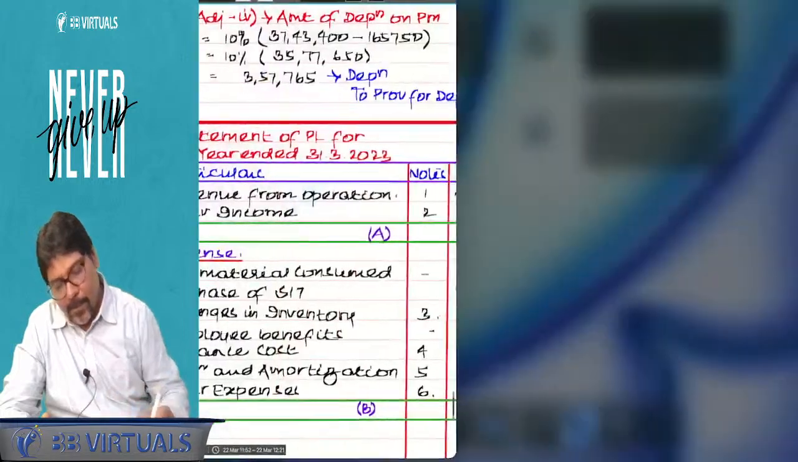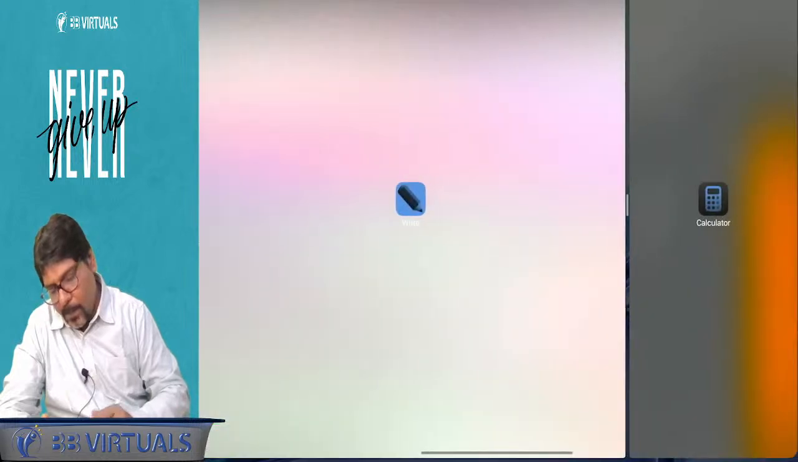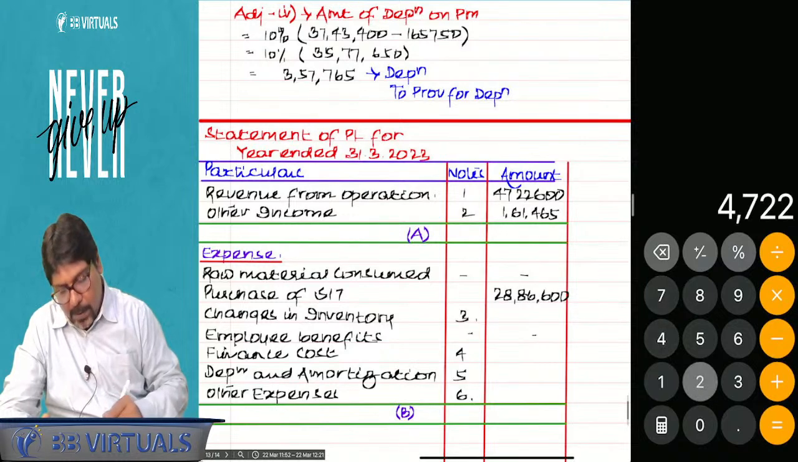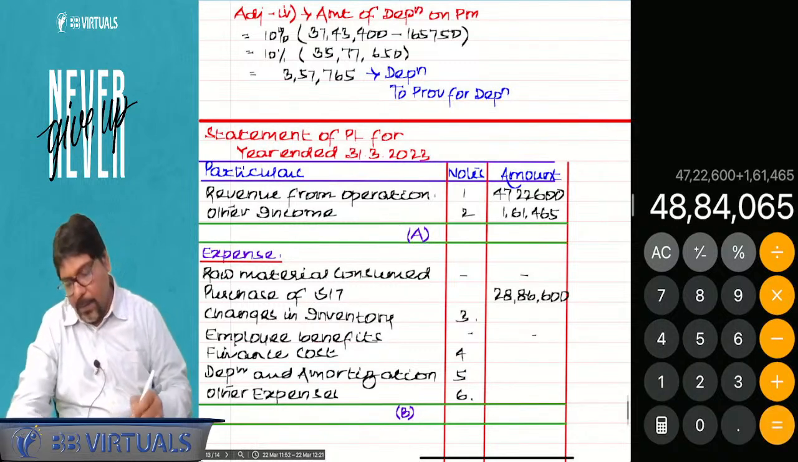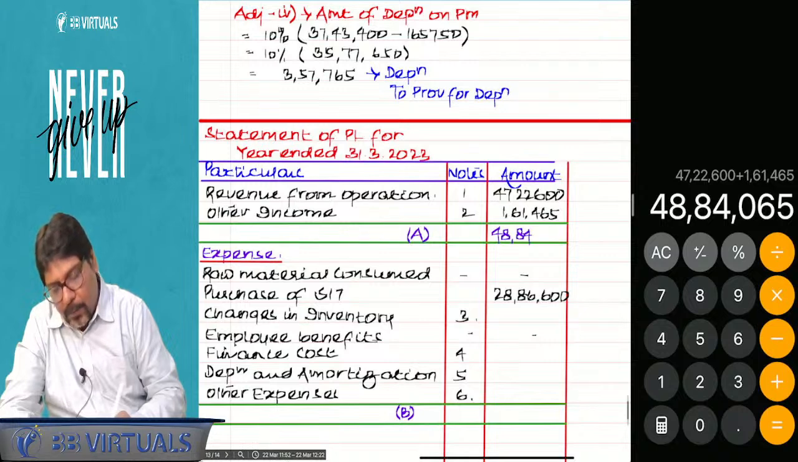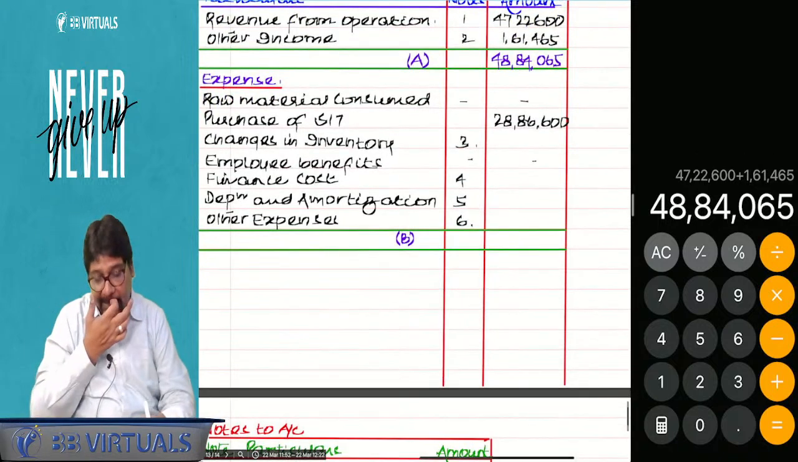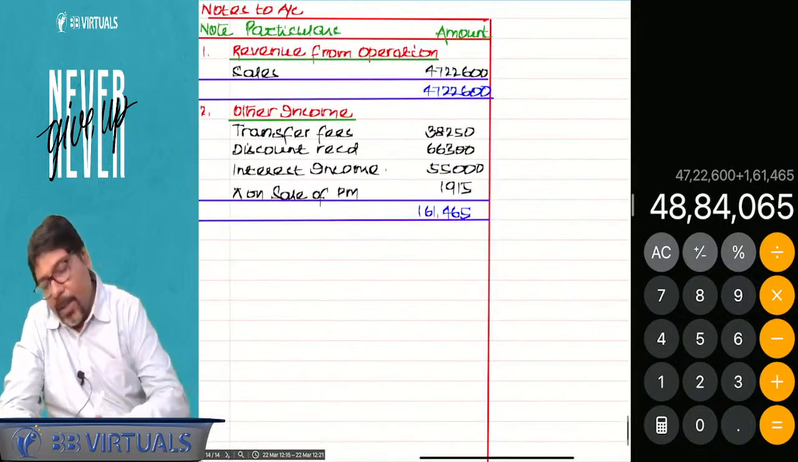Other income 161,465. The total income is 47,22,600 plus 161,465. So that will become 48 lakhs 84,065. Correct. Then chartered, raw material consumed is not there. Changes in inventory. That is note number 3.